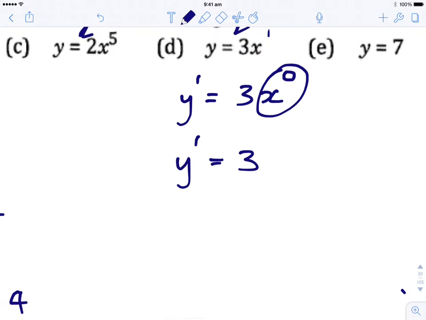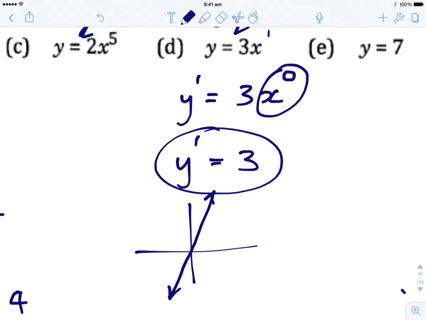Now if we think about D, y equals 3x is a straight line passing through 0, 0 with a gradient of 3. So if I ask you what's the derivative, what's the slope of that graph, it's obviously 3 at every point on that graph. So this answer here, that the derivative is equal to 3 independent of x, makes sense. The derivative is always 3.